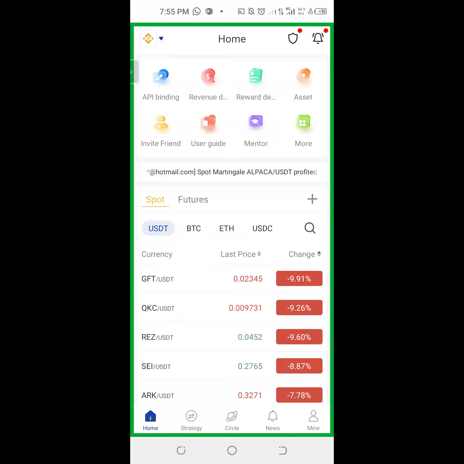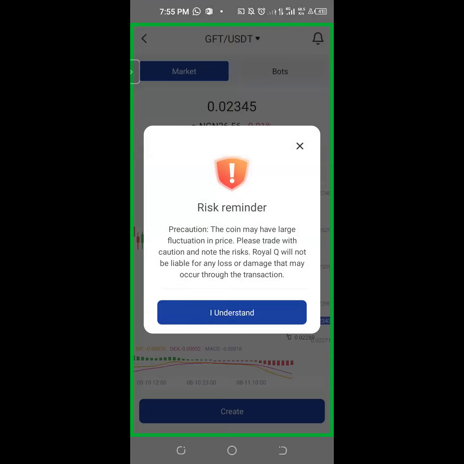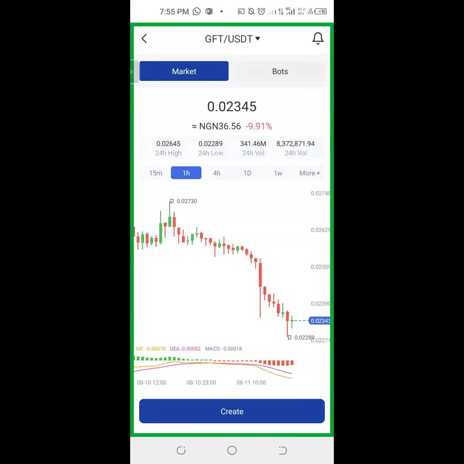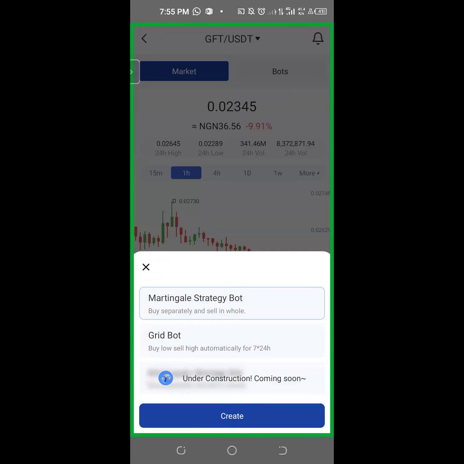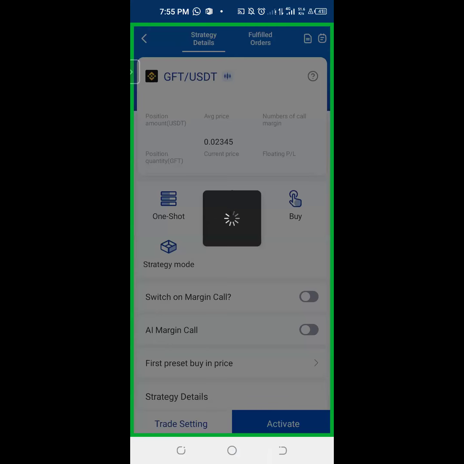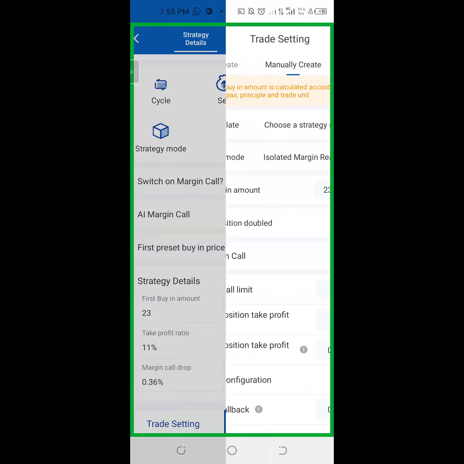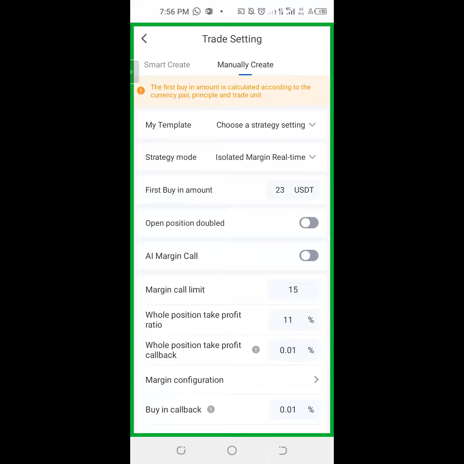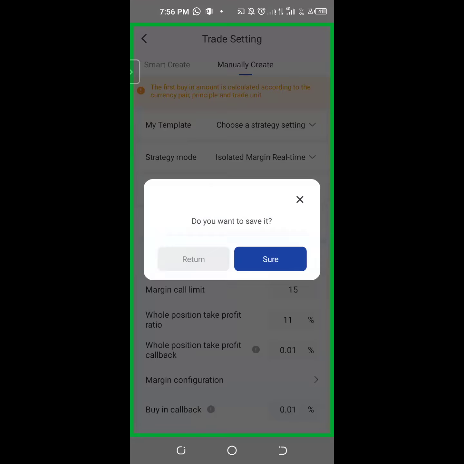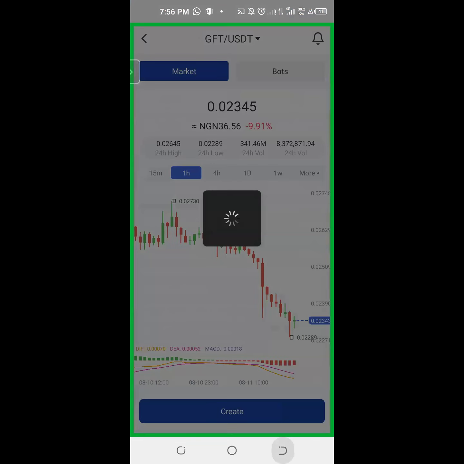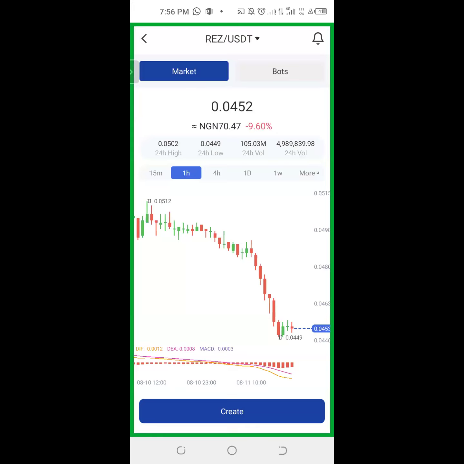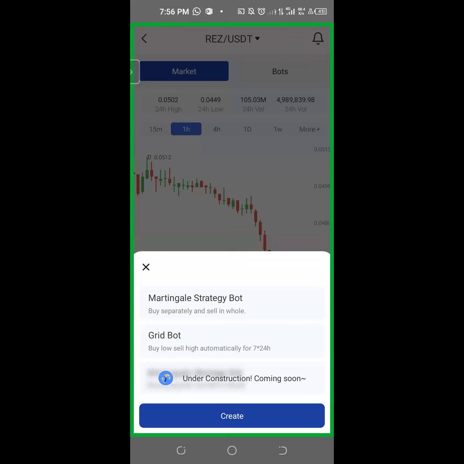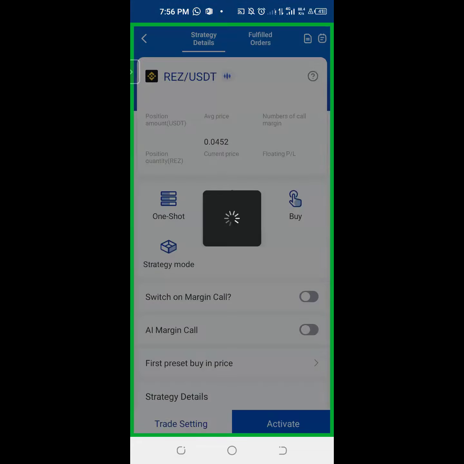Now, when you're using the MACD indicator, let's say you want to go for GFT, that's the most negative. You just go to create, MACD strategy, click create, click next, then click the three settings at the bottom. I want to pick a new coin that I'm not ready for. Okay, let me pick this one. Click create, MACD strategy, click create, click next, click three settings.